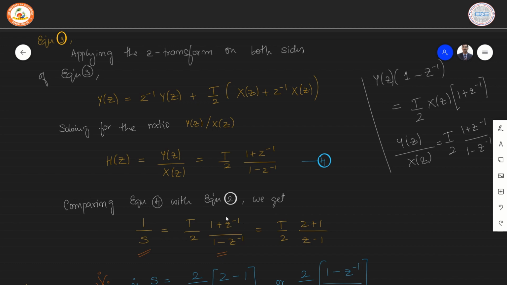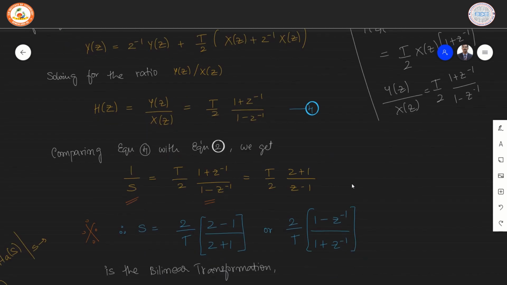Or alternatively, in terms of positive powers, we can also write it as T by 2 times z plus 1 divided by z minus 1. Solving for s, we get the equation as s is equal to 2 by T times z minus 1 by z plus 1, or in terms of negative powers, the value is 2 by T times 1 minus z inverse by 1 plus z inverse. This particular relationship is called as the bilinear transformation.